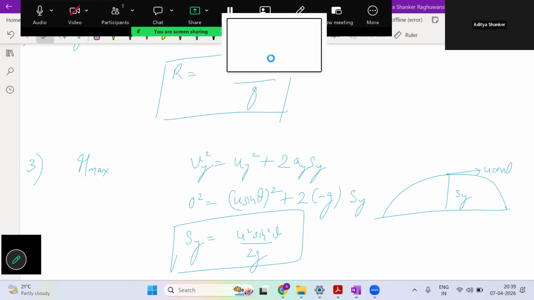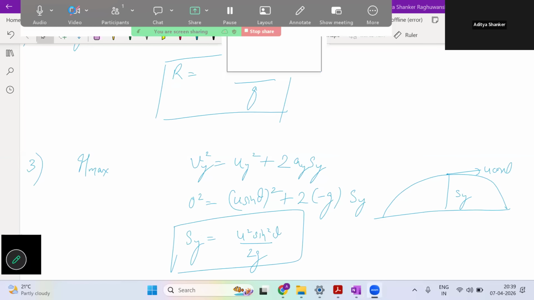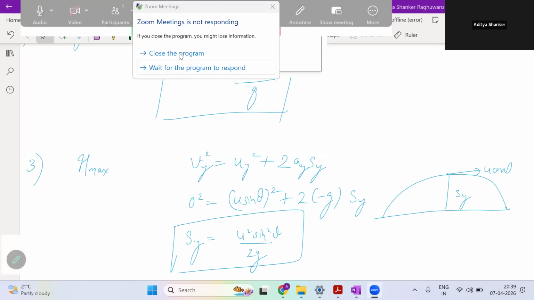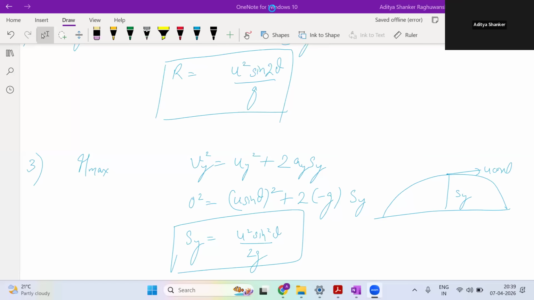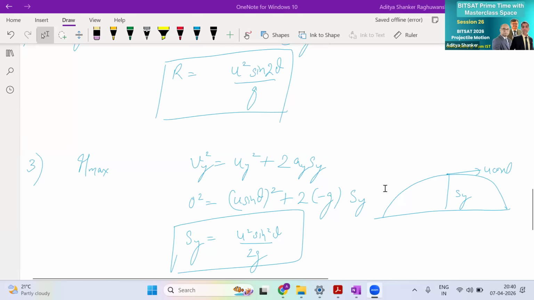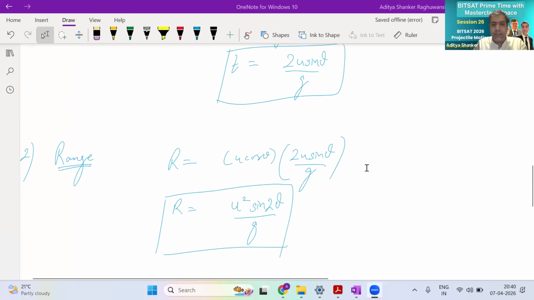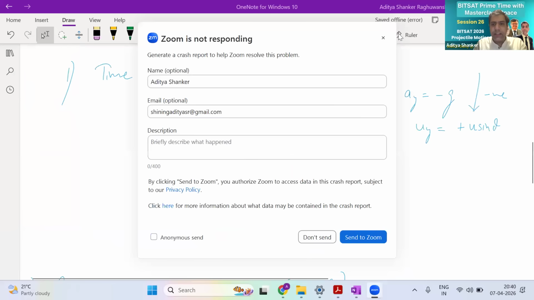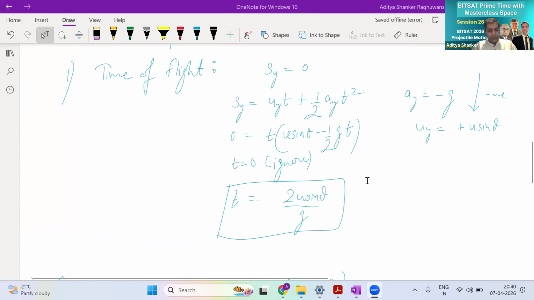Hopefully it is being clear to you, right? So when I'm talking about maximum height, we have u square sin square theta by 2g. Range is u square sin 2 theta by g. And time is 2u sin theta by g. Hopefully it is clear to you, right?